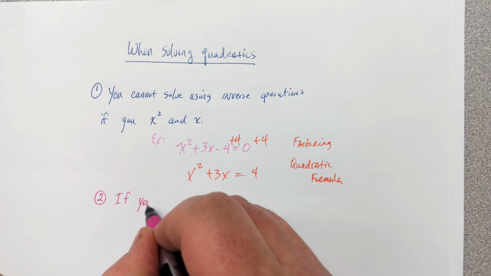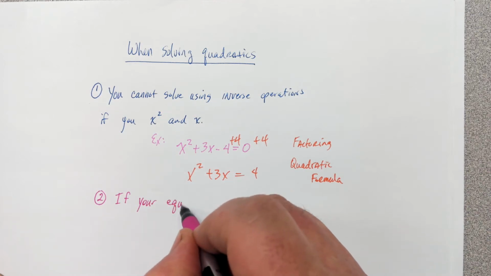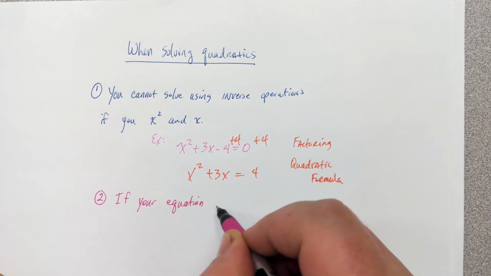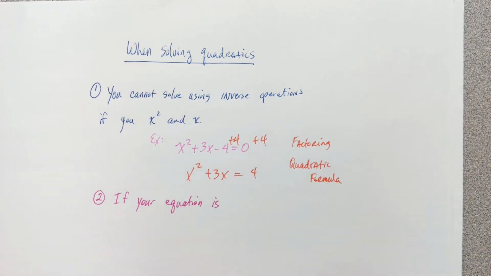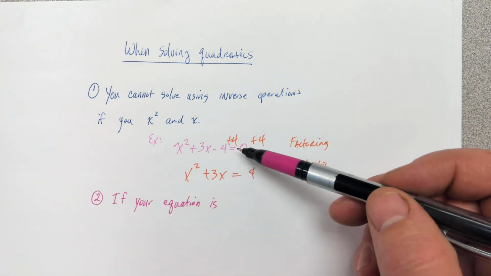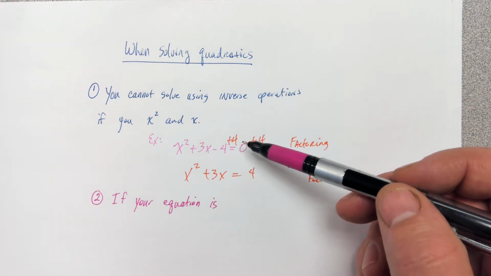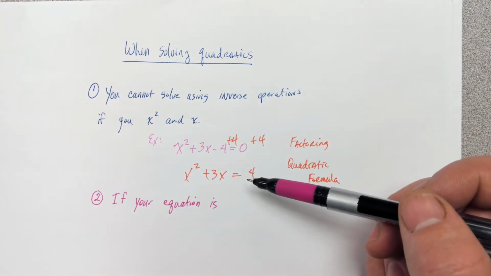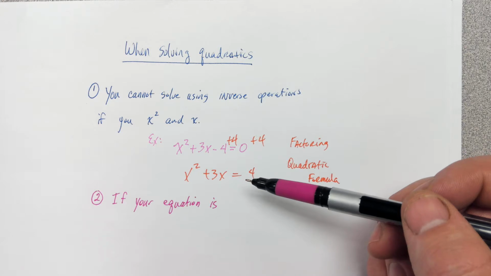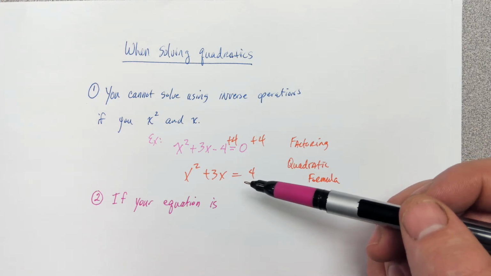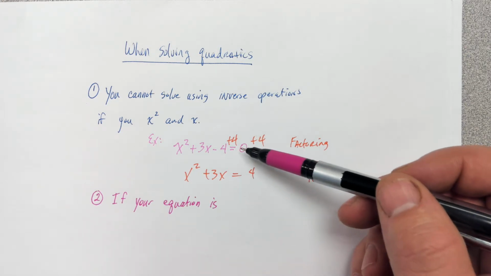If your equation, I don't know how to say this, like it's mixed up. Like this one right here, it's not mixed up. But this one's mixed up. Do you know what I mean? So if it's mixed up, we got to put it like that.